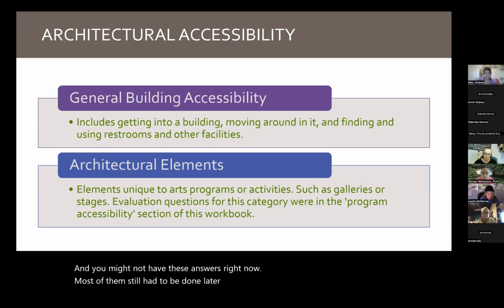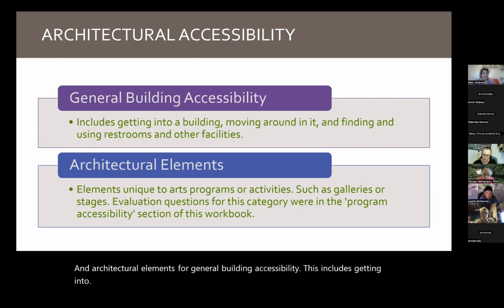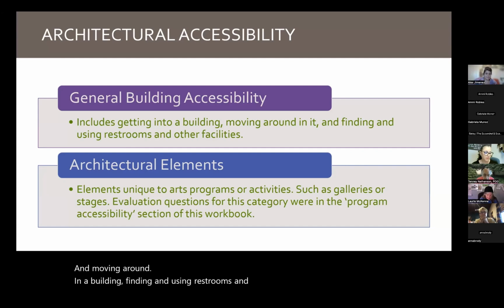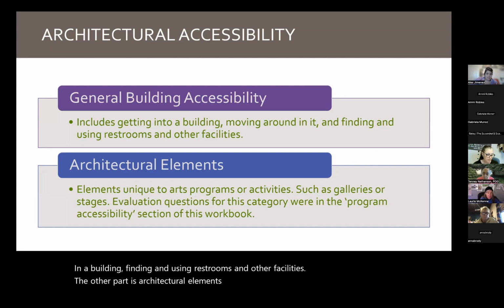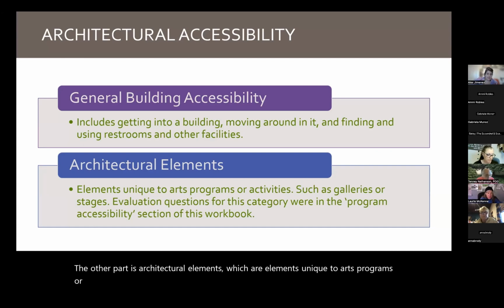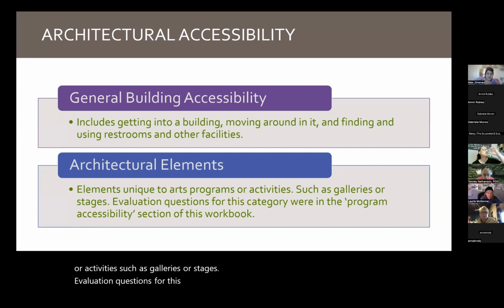There are two parts to architectural accessibility: general building accessibility and architectural elements. General building accessibility includes getting into and out of and moving around in a building, finding and using restrooms and other facilities. The other part is architectural elements, which are elements unique to arts programs and activities, such as galleries or stages. Evaluation questions for this category were already in the program accessibility section of this workbook.